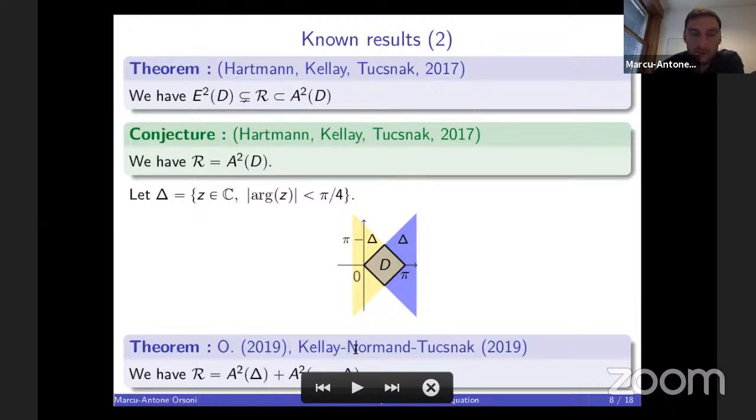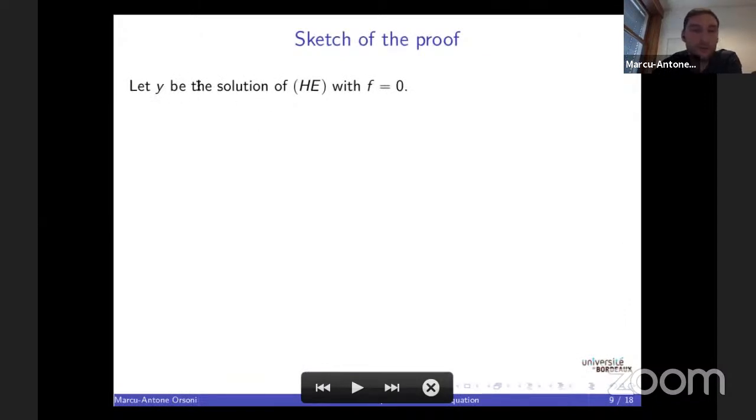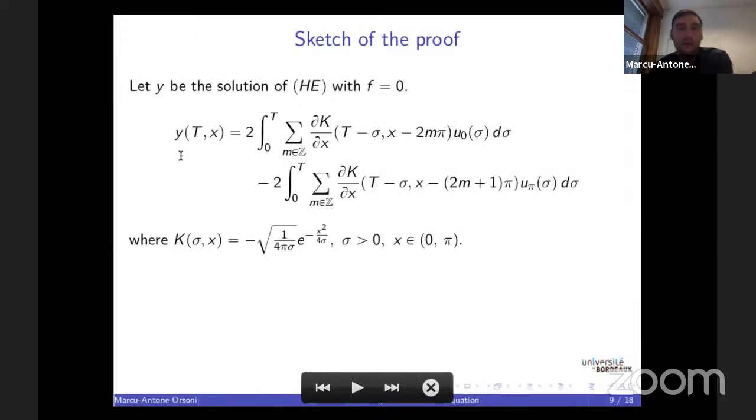So, in fact, Kelley, Normand, and Tuchnack proved this theorem later with another method, but I will give my method. So we take y to be the solution of the heat equation with f equal to zero, because it does not depend on the initial condition. And we can write the solution at time t in this way. So the first method is you decompose the solution on a Fourier basis and you apply the Poisson summation formula. And the second way to obtain this equality is to use the method of images, and you obtain directly this equality.